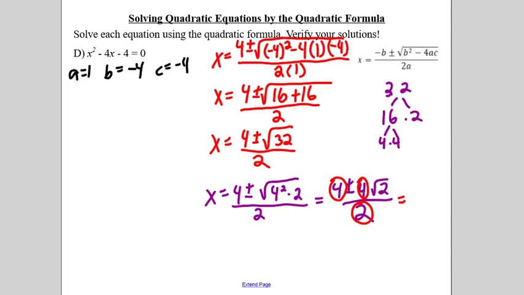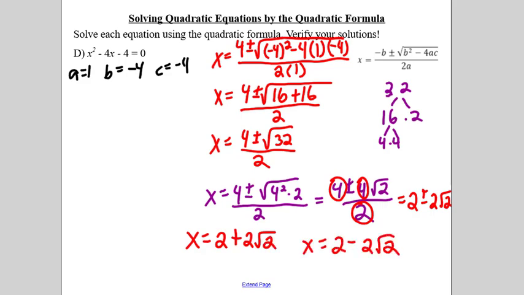So I can say 4 divided by 2 is 2. 4 divided by 2 is 2. I'll leave my radical alone. And then 2 divided by 2 is 1. So it's a whole number. So I can say that my two factors are 2 plus 2 the square root of 2 and 2 minus 2 the square root of 2.